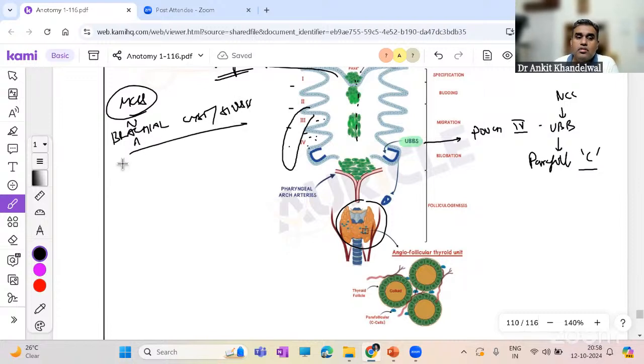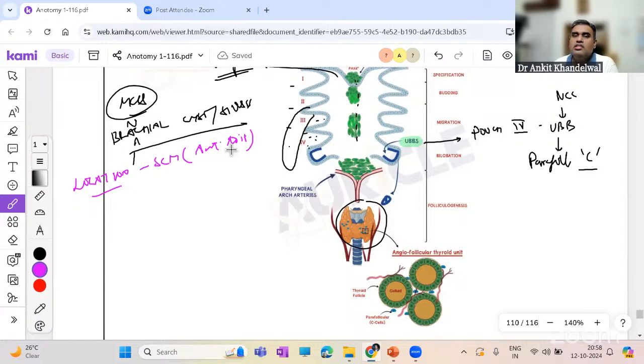Where was the location of it? If you remember, guys, we discussed that. The location of these branchial cysts and sinuses was where? I specifically told you, in front of the sternocleidomastoid muscle. So the location, let me write SCM and anterior to it. Anterior to it. Now that is fine.